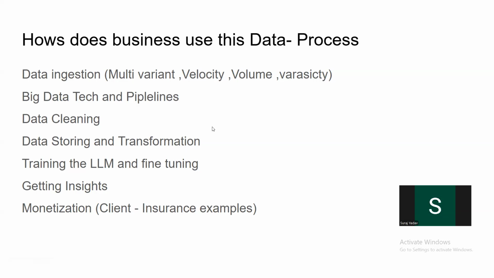That is the first part in the whole AI, or we call it data science, where everything is data: getting the data, storing it, cleaning it, transforming it, and then getting the insights, training their LLM, fine-tuning their LLM, making it perfect and up to date, and then later they can also monetize it.